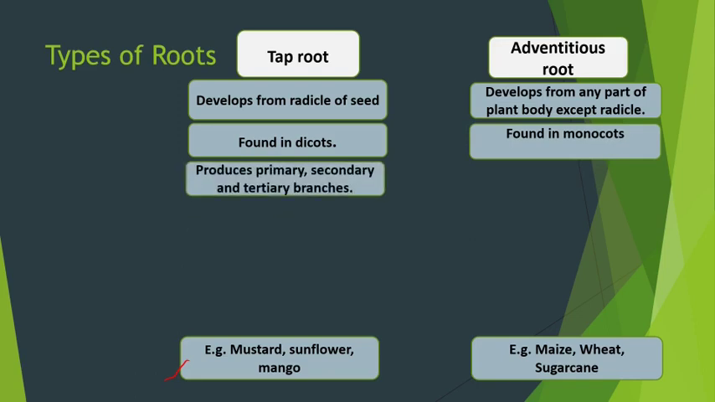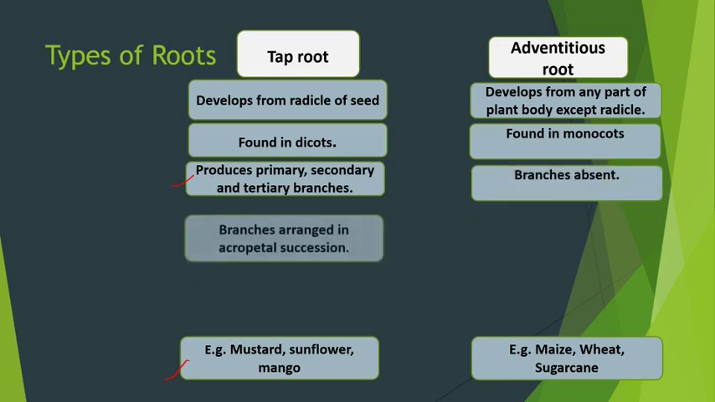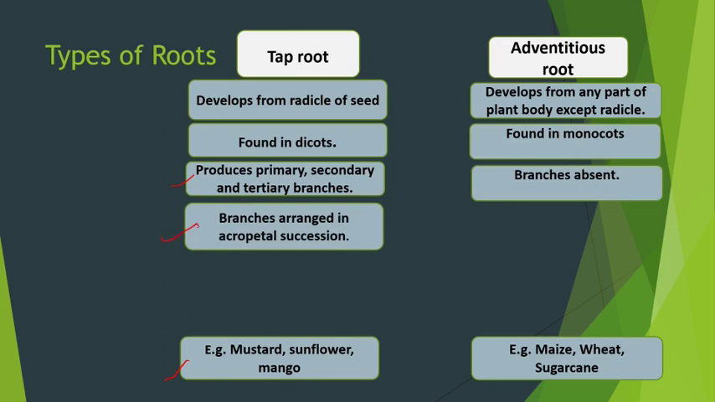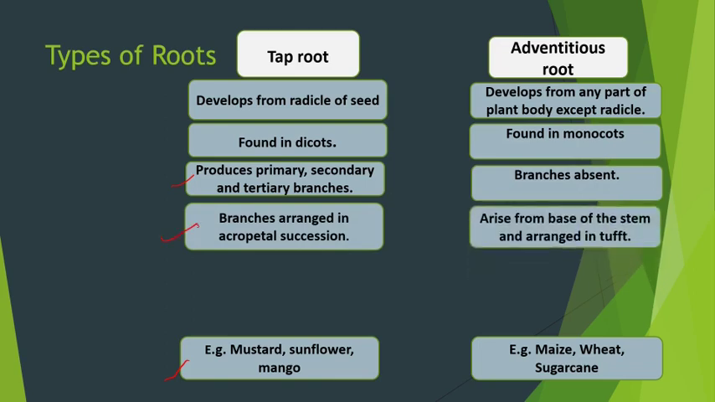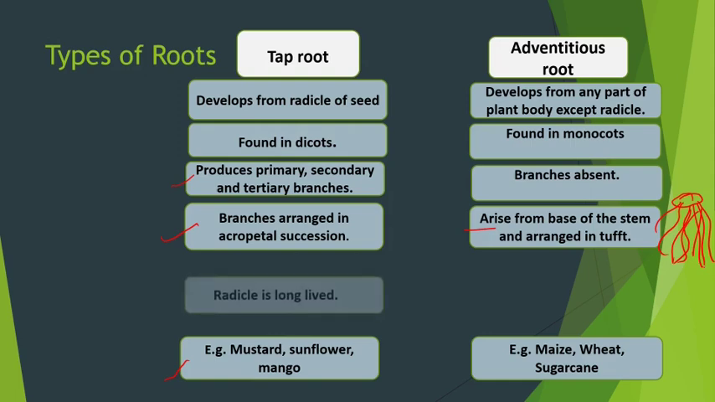Taproot, as we saw in the picture, produces primary root, secondary root, and tertiary branches. Such branches are absent in adventitious roots. The branches we saw were arranged in acropetal succession, whereas in the fibrous root they arise from the base of the stem and are arranged in a tuft. Almost all are of the same size, height, length.